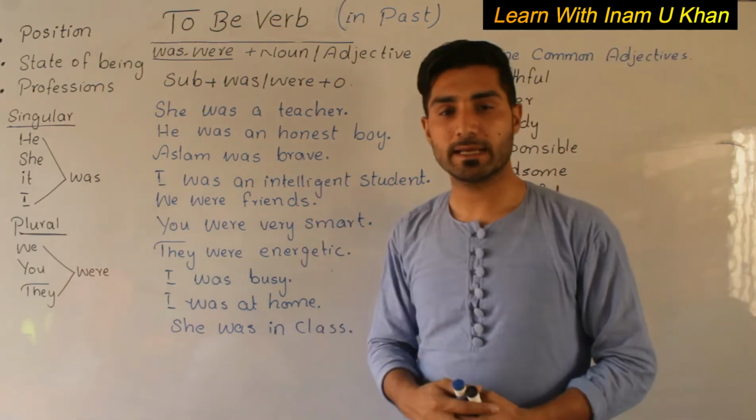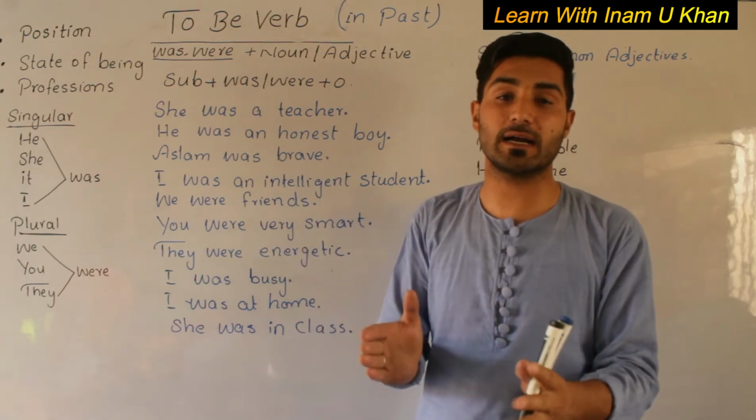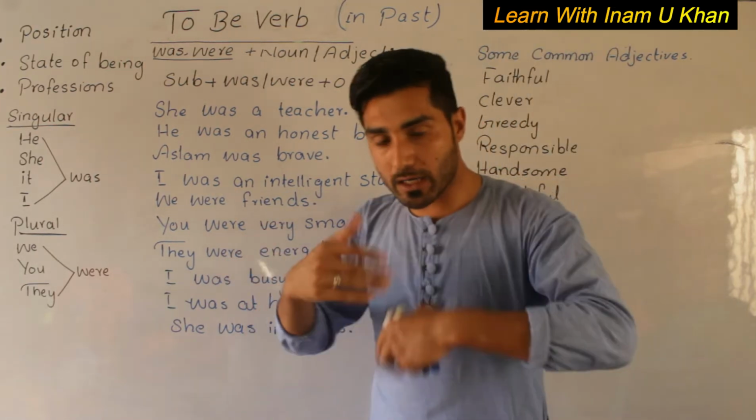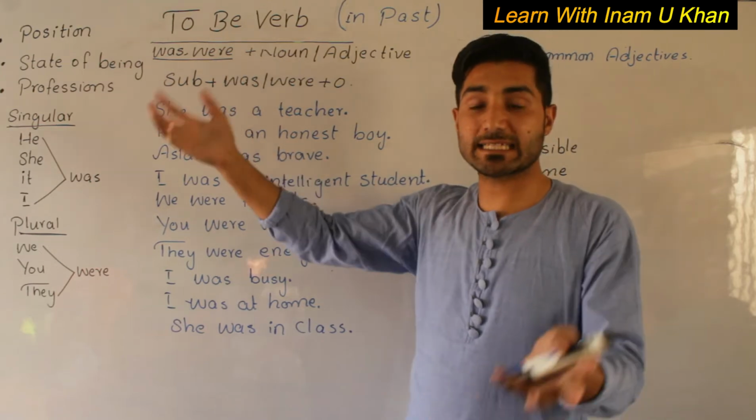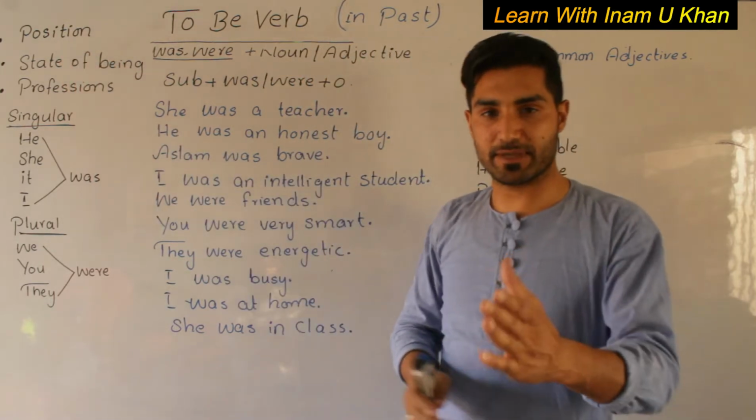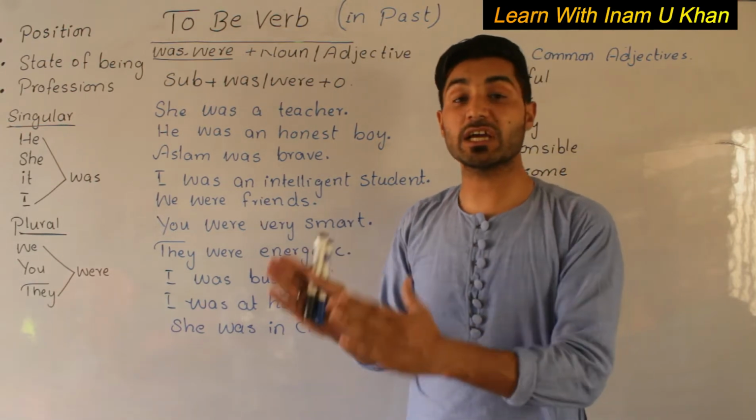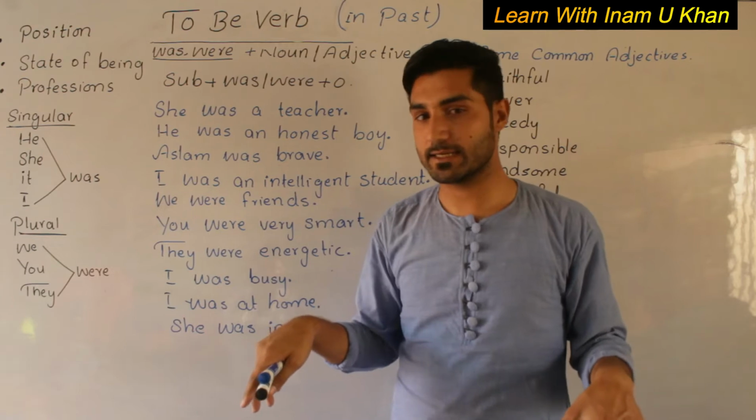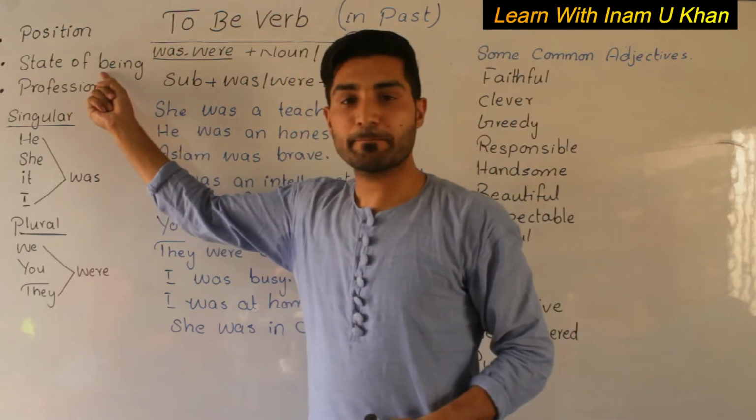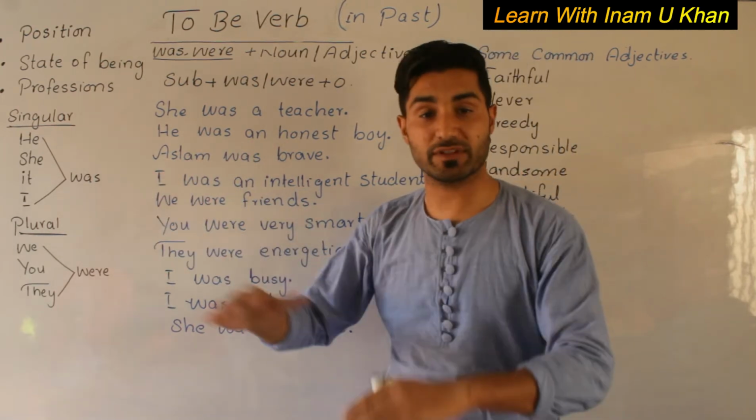Okay, what is the to be verb? Generally, to be verbs are some words. For example, in present, the to be verbs are is, am, are, and in past, was, were. Now we are going to discuss was and were. The to be verb in past shows the position of something, same as in present. For example, in present, if I say I am in class, this is my position. Where do I stand? In past, you use the same thing, in the same way.